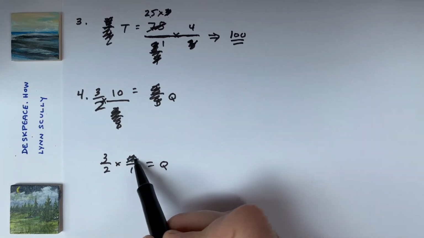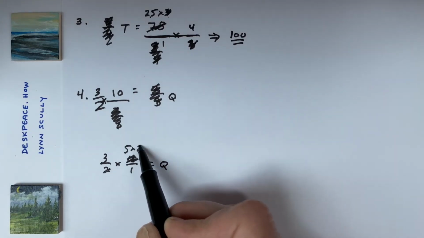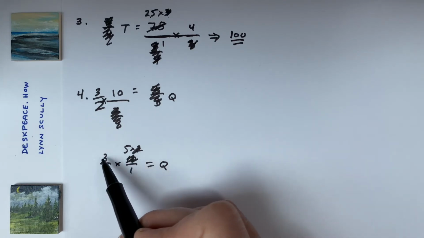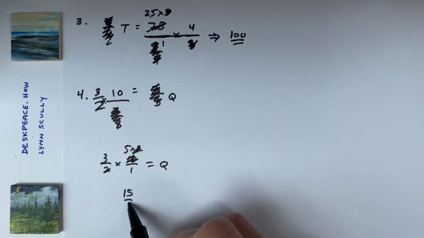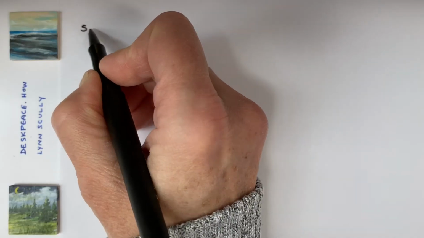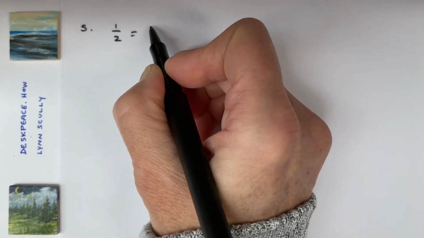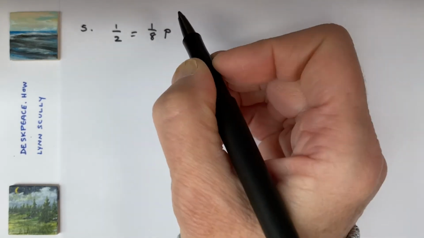And I'm going to make this 5 times 2. The 2's go away because they make 1. 3 times 5, 15 over 1 equals 15 equals Q. But the more you watch it, the better it's going to get. So we're going to do everything that comes our way.